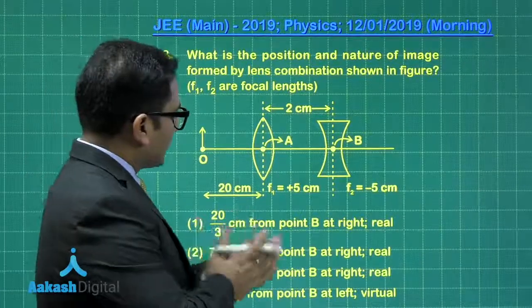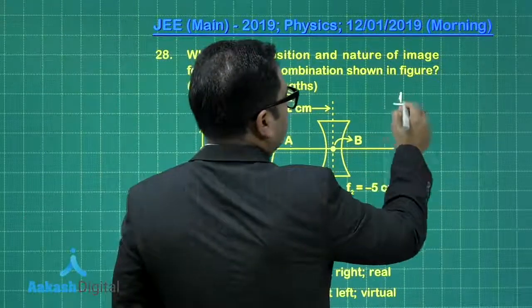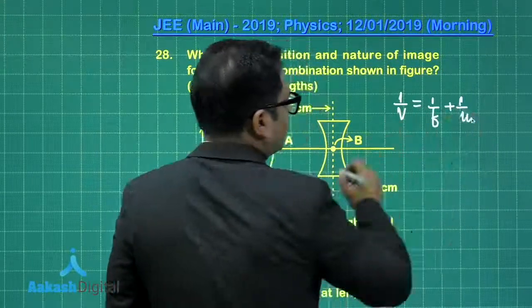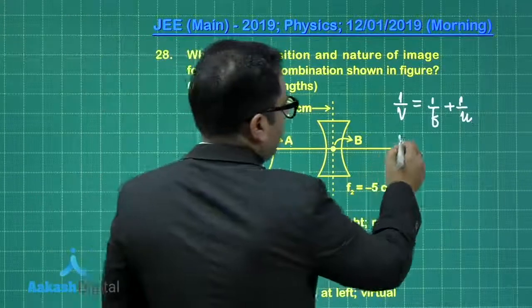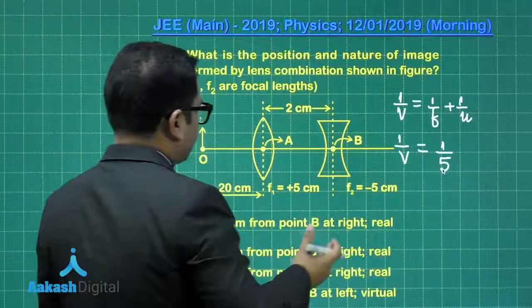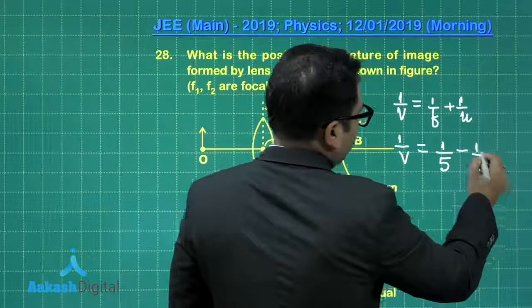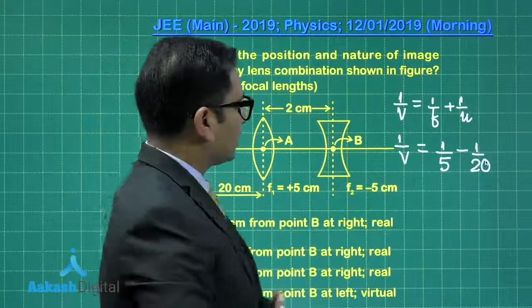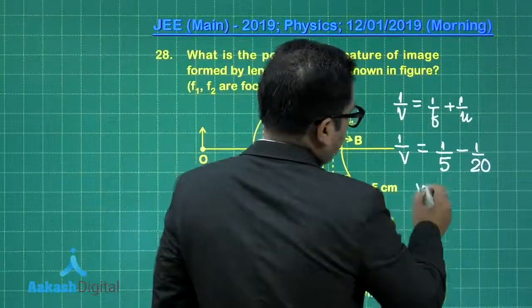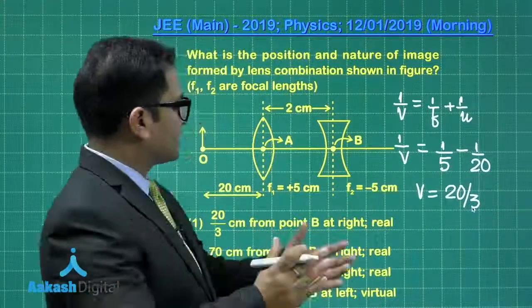If you see the option, whether real, virtual, that has been asked. So all I need to do is go stepwise. First, let's see the lens formula: 1 by V is 1 by F plus 1 by U. Now let's go for the convex lens. 1 by V is going to be 1 by 5, and the object distance is 20 centimeter with a negative sign. Considering the sign convention, that's not a big deal. So here what I will be getting is V equals 20 by 3. That's positive, which is 6 point something.